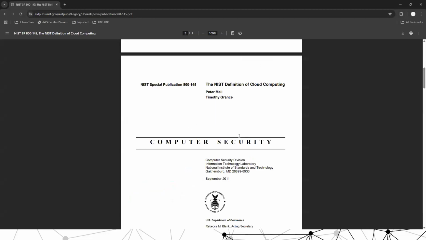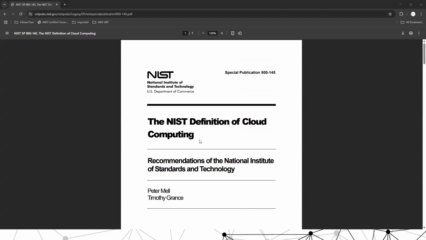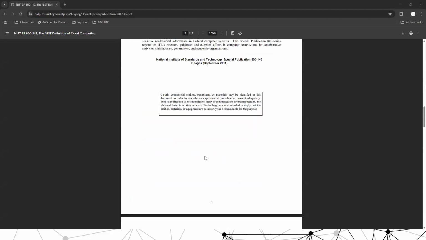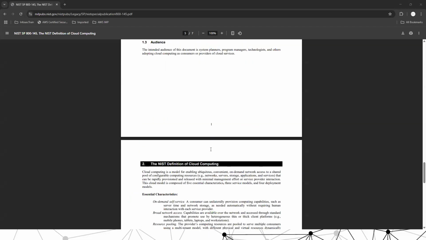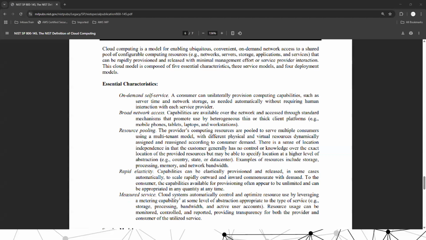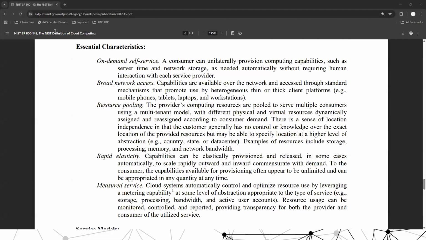This is a very interesting document. As per NIST, it is a formal document which clearly mentions the characteristics of cloud computing. If you want to call something cloud computing, they have mentioned five characteristics: on-demand self-service, broad network access, resource pooling, rapid elasticity, and measured service. You should be aware of each and every one of these. Very important. These five characteristics you have to be aware of.